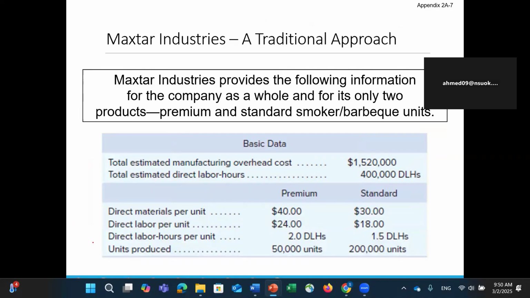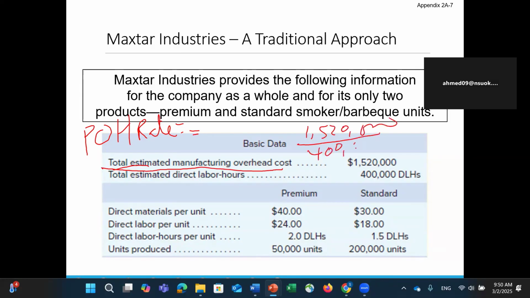And remember, the traditional method calculates a predetermined overhead rate, okay? Which is the estimated overhead, you divide these two together. So this one was 1,520,000 divided by 400,000 DLH, okay? So total estimated manufacturing overhead divided by the total estimated direct labor hours. And then you get the rate.